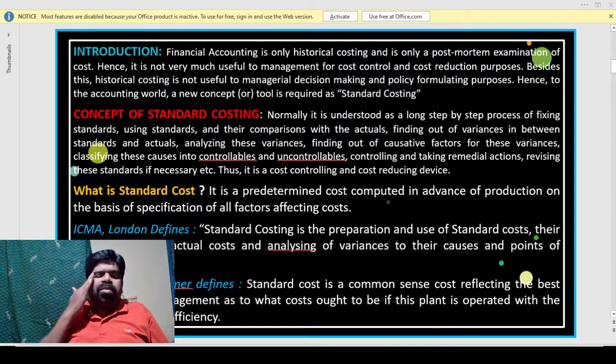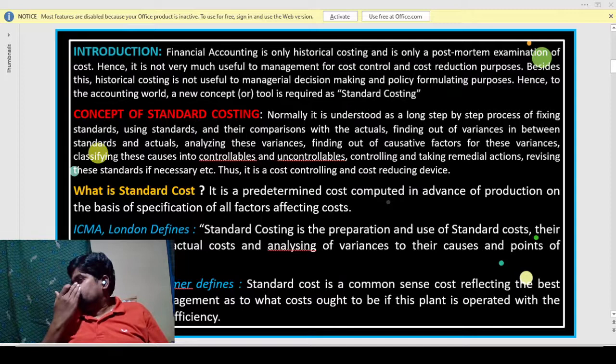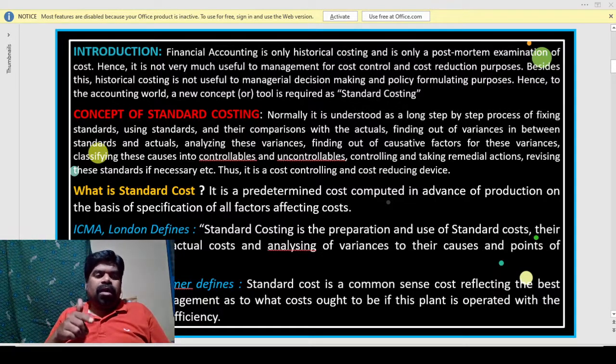Standard costing is preferred for the following reasons. Why is standard costing needed? So we are saying it is a tool, to be useful as a controlling unit. For what purpose standard costing is needed, that we will see. First, prediction of future cost for decision making. Yes, we are estimating future cost.